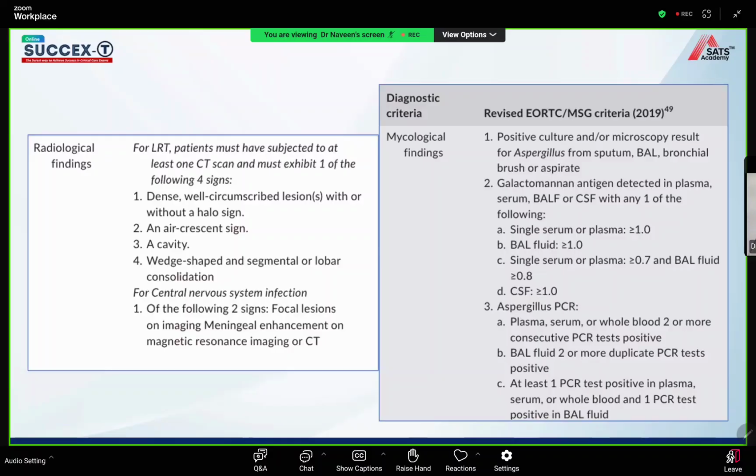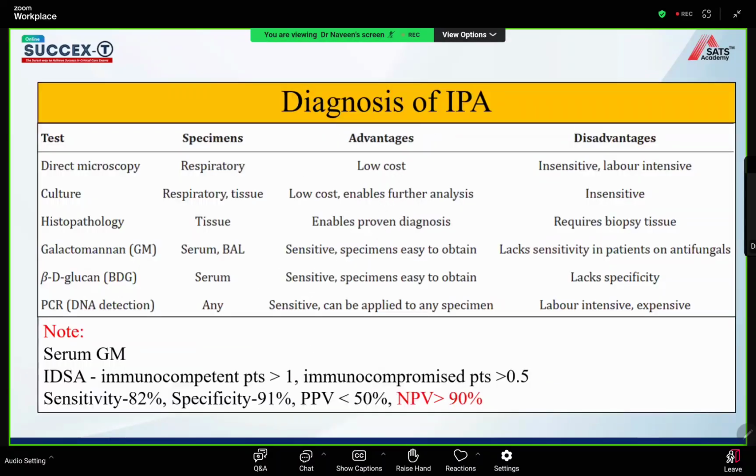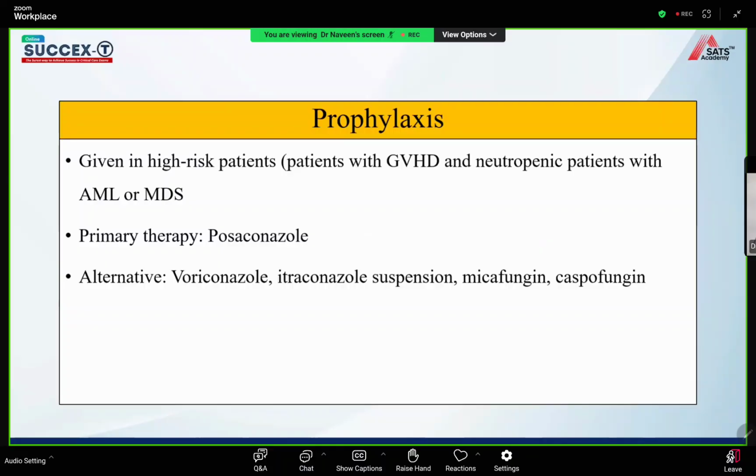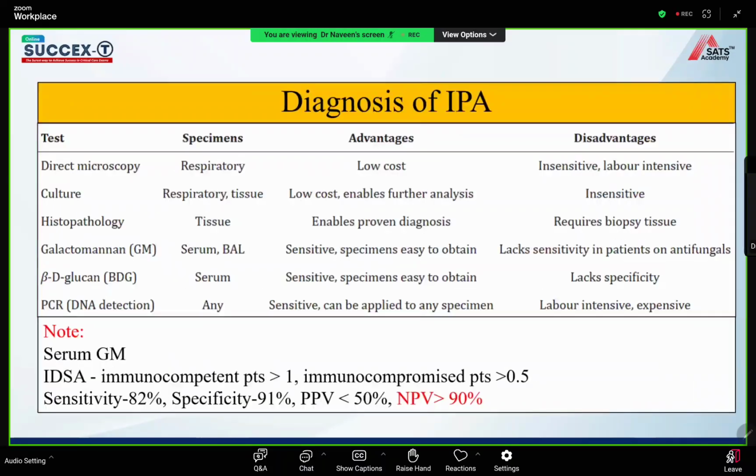And radiologically, whenever... Naveen, yes, Naveen, I think we'll wind up soon. Okay, ma'am. Just go to the treatment and finish it.